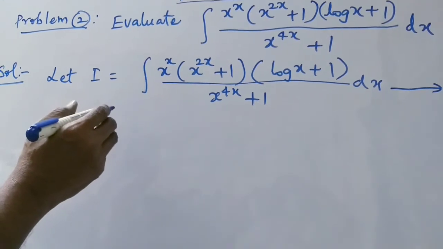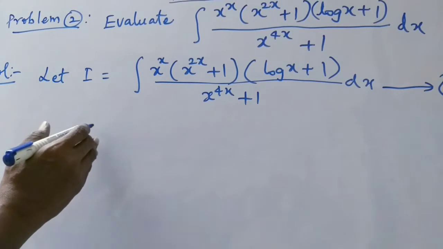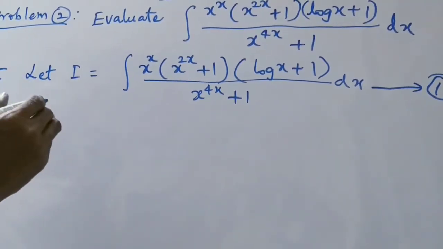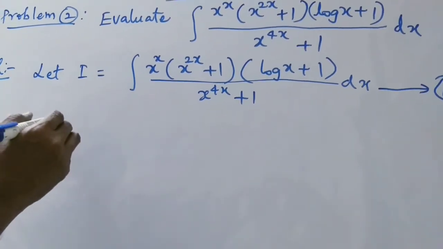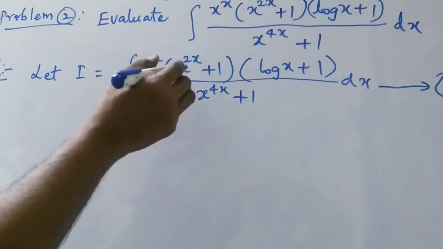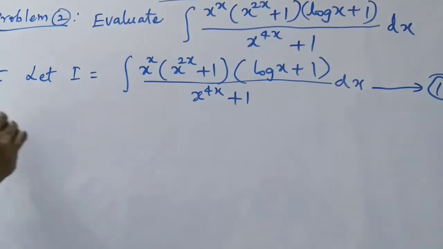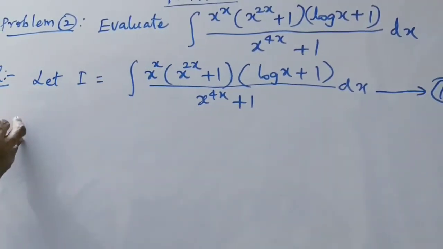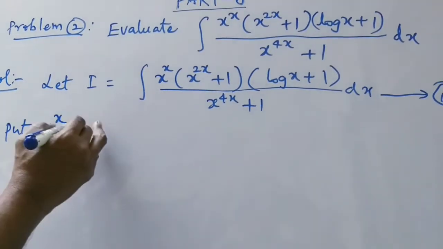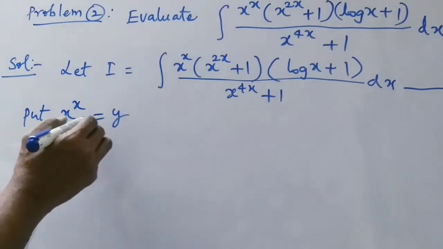To solve this problem, we have to take a substitution. It is the indirect substitution method actually, not direct substitution. In indirect substitution, we make all these terms in standard form. So now first of all, put x to the power of x is equal to y.